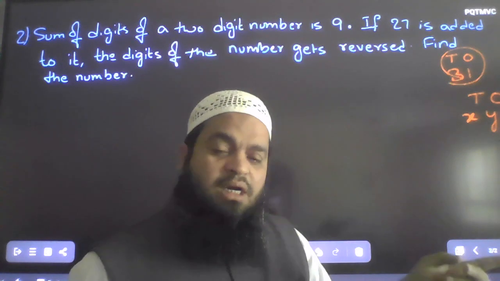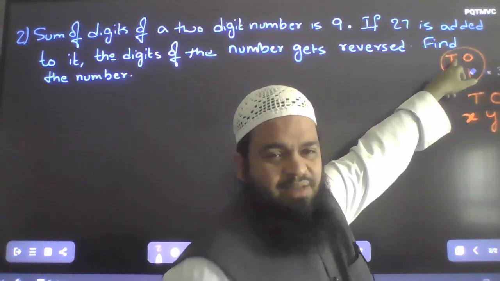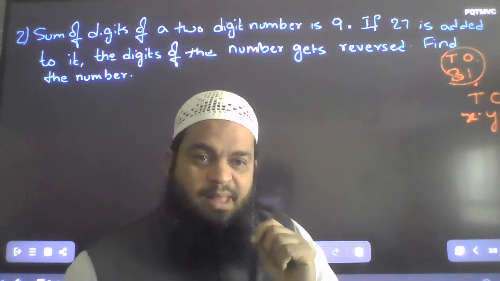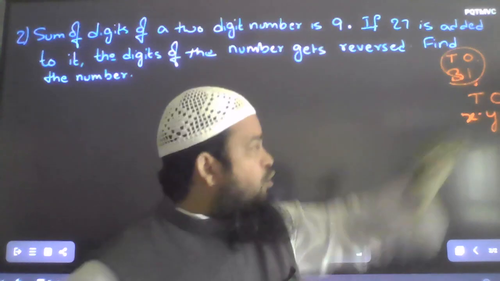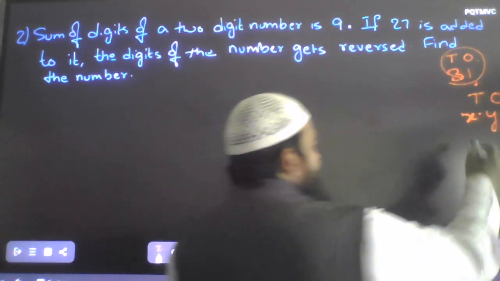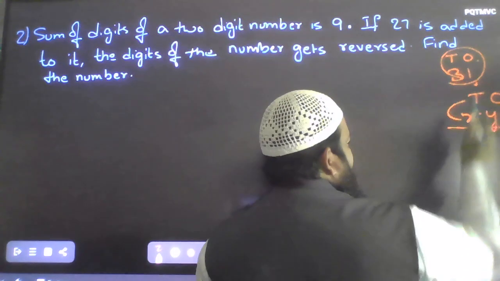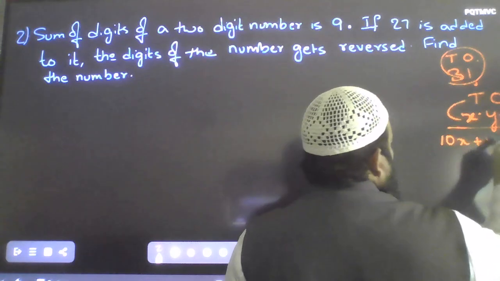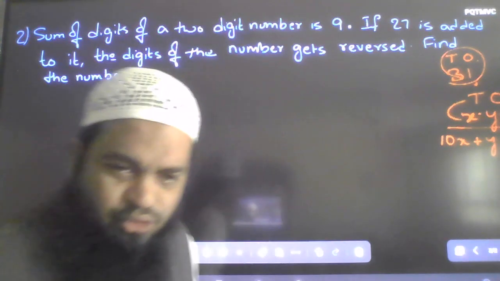So how do you read 31? 3 tens are 30 and 1 ones are 1. So this is how we read. You don't read it digit by digit, right? You read it as 31. So this number will be read as x into 10, that is 10x, plus y into 1, that is y. I hope you understood, right?